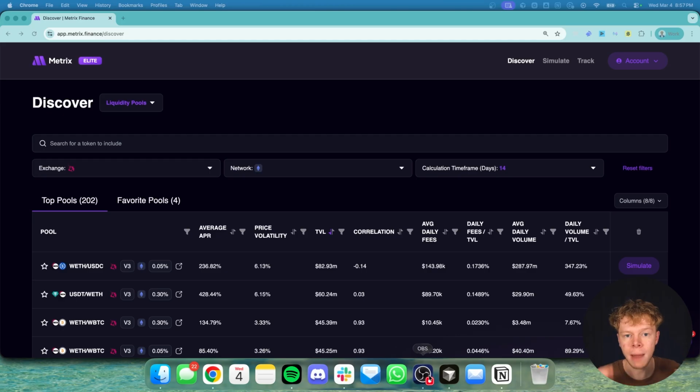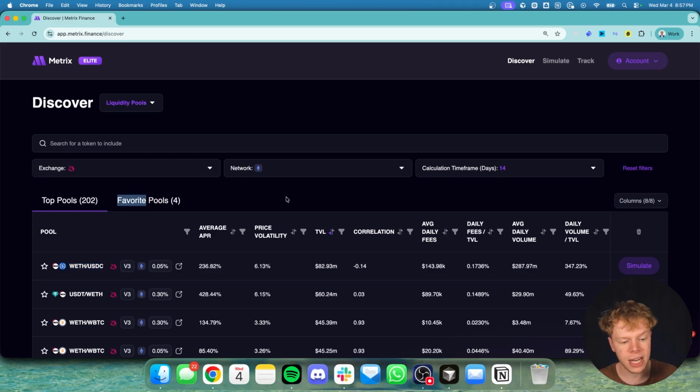But more importantly, I'm going to give you the playbook so you can do this on your own and you don't have to always rely on me in the future. Now, with that being said, this right here is my software company, Metrix Finance. We have some great additions coming, including a whole new revamp with Metrix V4. But for now, we're going to be using the Discover, Simulate, and Track functions.